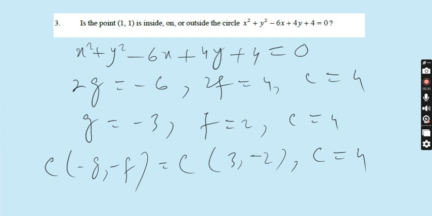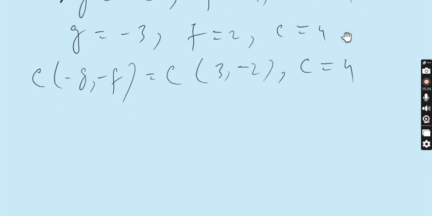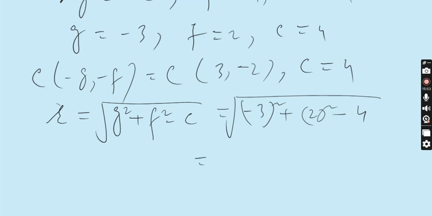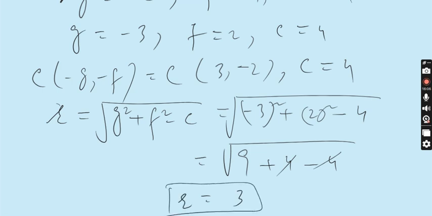Now find the radius. The formula of the radius you must memorize. r is equal to root of g square plus f square minus c. Minus 3 square plus 2 square minus c. c is 4, so minus 4. 3 square is 9, 2 square is 4, minus 4. 4 minus 4 cancel. Root 9 is 3. So the radius is 3.